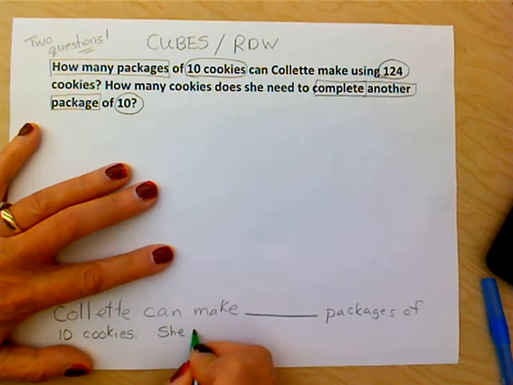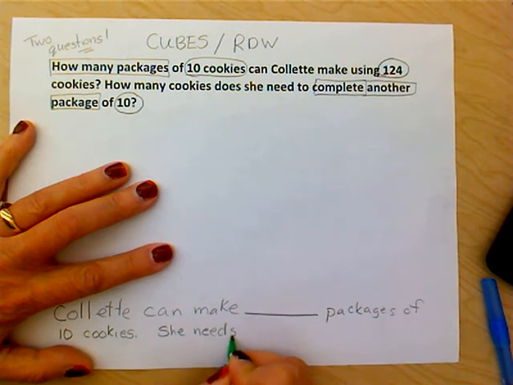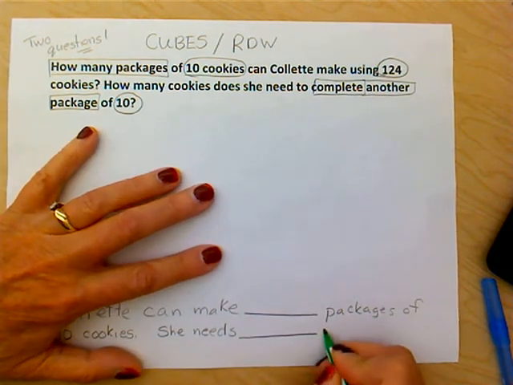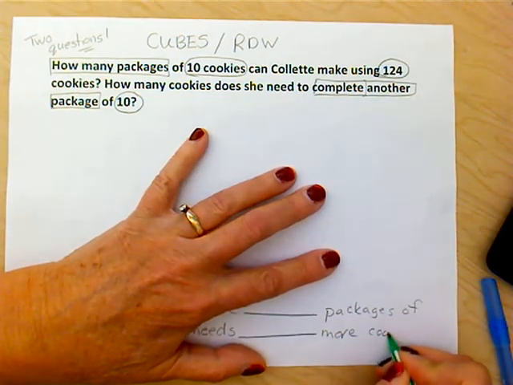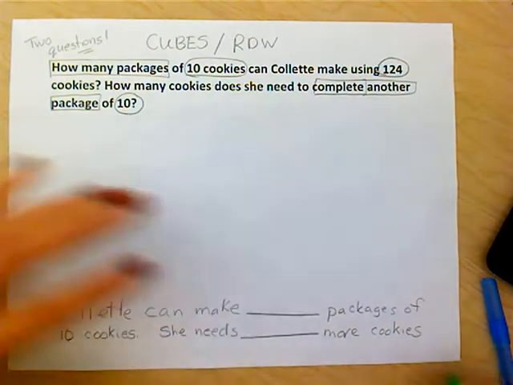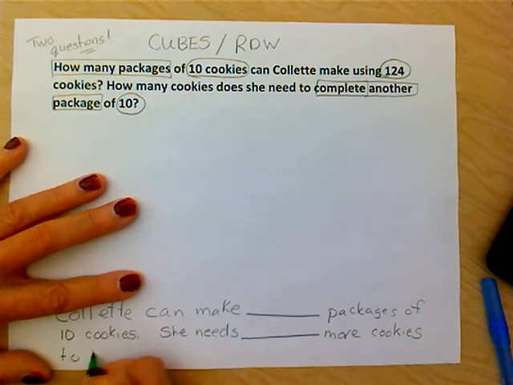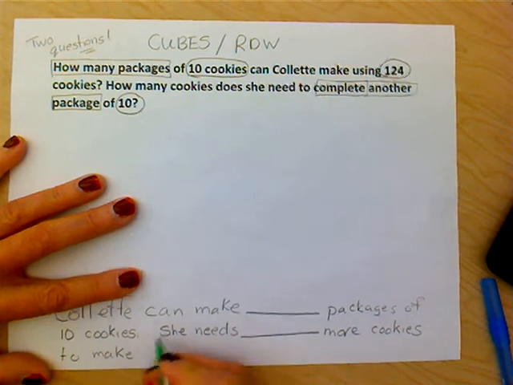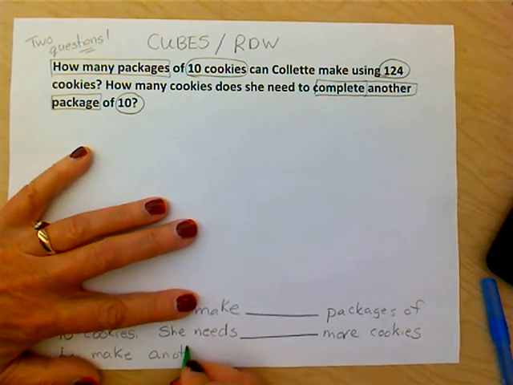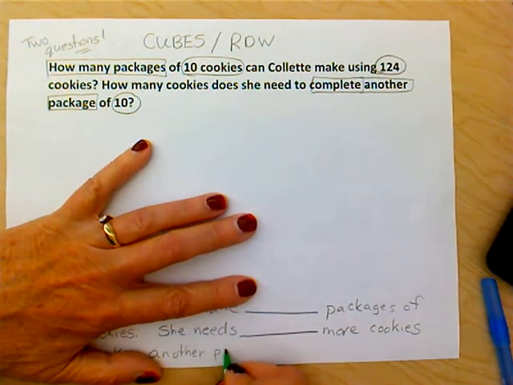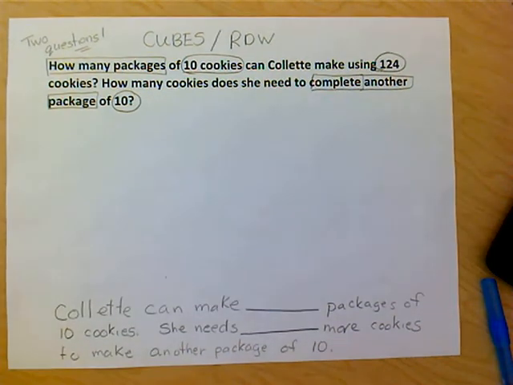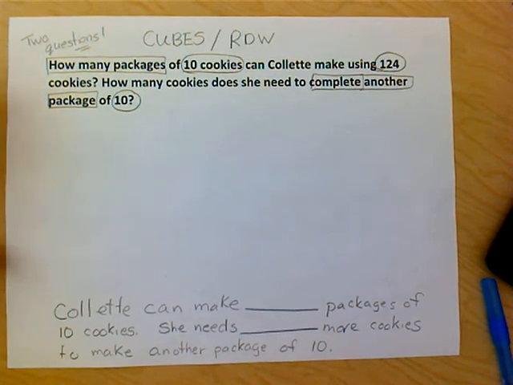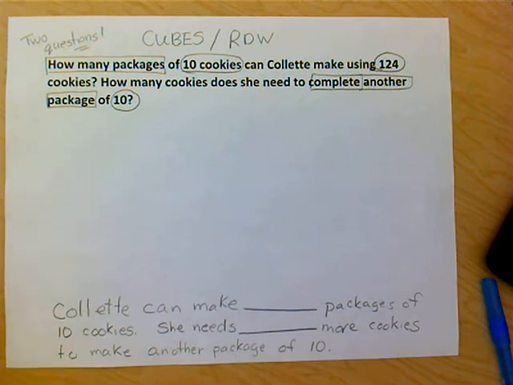She needs, here's the second question, she needs how many more cookies to make another package of 10. So those are the two questions that need to be answered. Because they ask two questions, there are two questions that you need to answer.